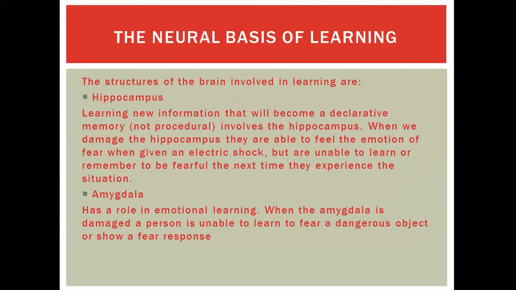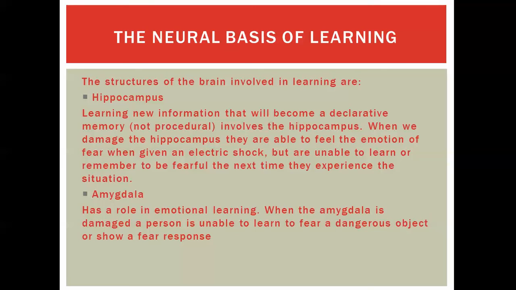Okay, we need to get into the brain basics of learning. So let's talk about the brain structures. So there's quite a few different structures. So we've got the hippocampus and the amygdala, which you've learnt about before in memory. And the hippocampus is involved when we learn declarative type information. So anything that's not procedural.